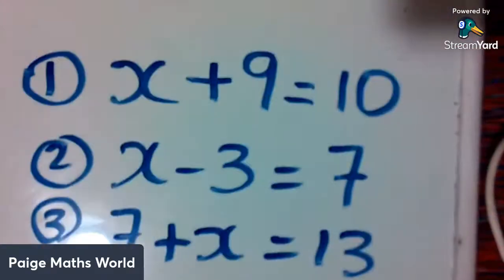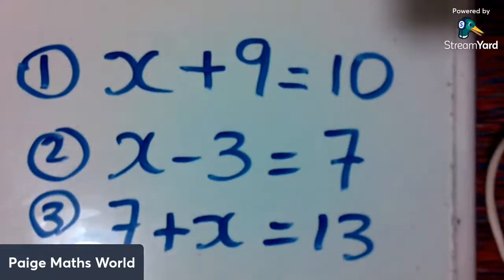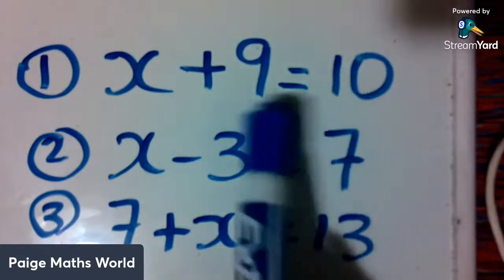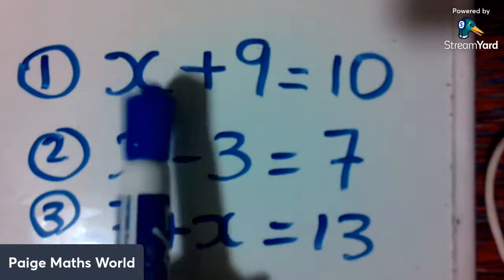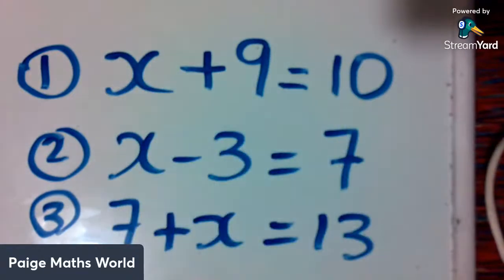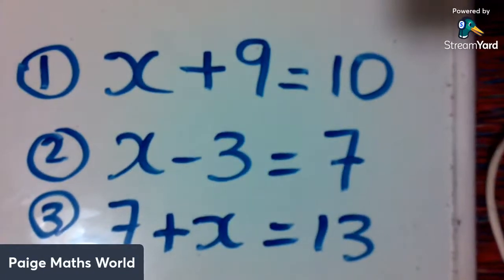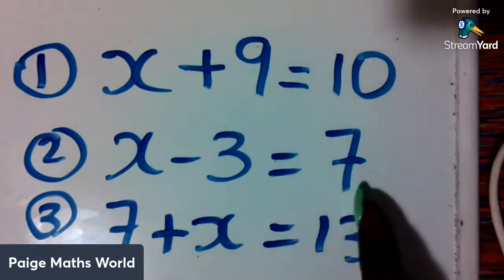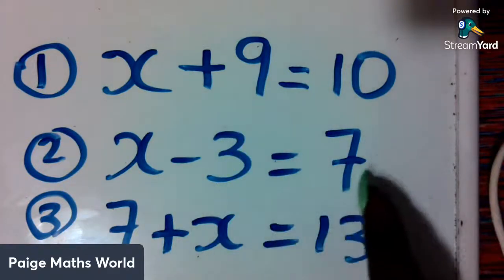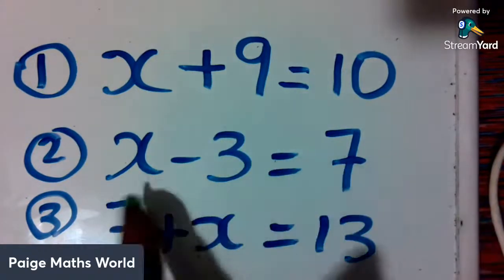So x is equal to 1. Yeah, that's simple, right? Because we know we can take 9 from 10 and we get 1. And so if x is 1, 1 plus 9 is equal to 10. That makes that a true solution. For number 2, you guys had 10, which is right. We just add 3 to both sides, and that would be gone. 7 plus 3 is equal to 10, so x is equal to 10.